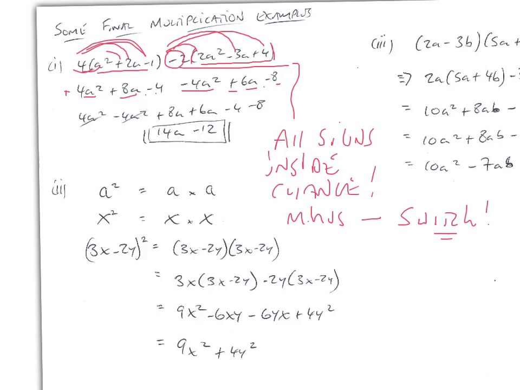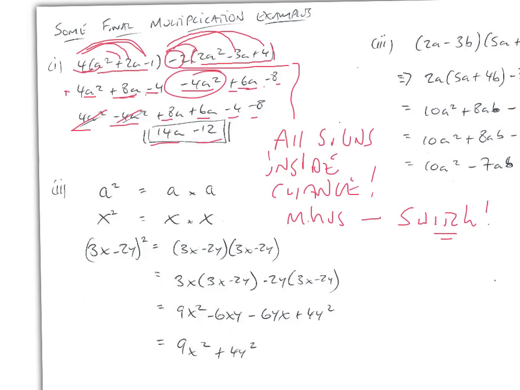So when you have your terms, then you gather 4a squared, any other a squared terms. Well, there's one there, so we have minus 4a squared. Then there's no more a squared terms. We look for a terms, plus 8a, any more, plus 6a. No more of those, minus 4 and minus 8. The 4a squared minus 4a squared, they cancel. 8a plus 6a is 14a, minus 4 minus 8 is minus 12.